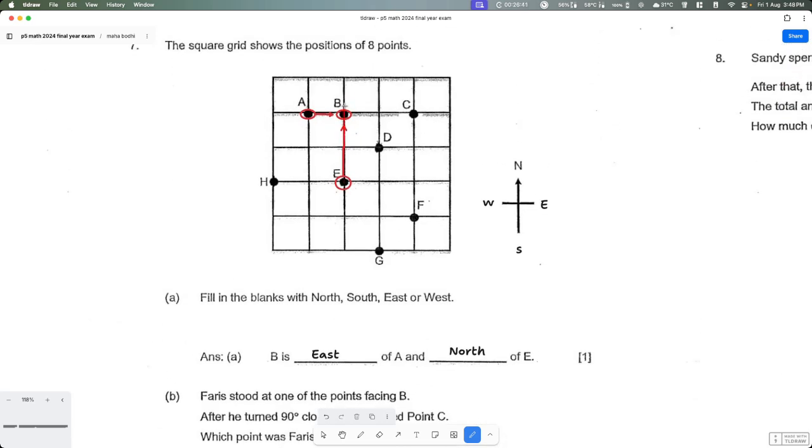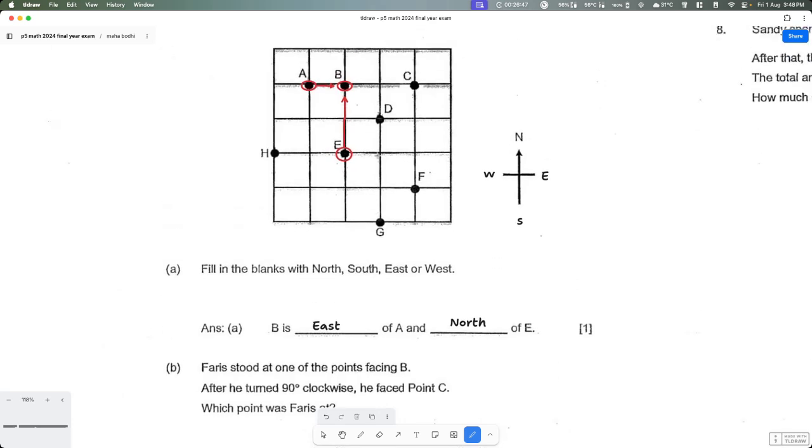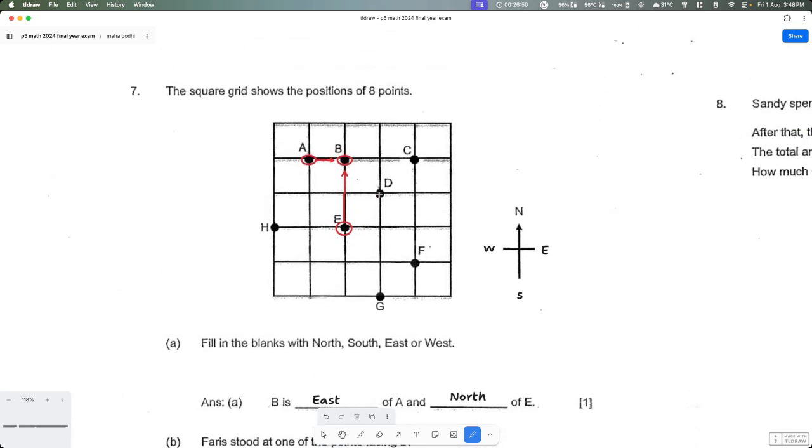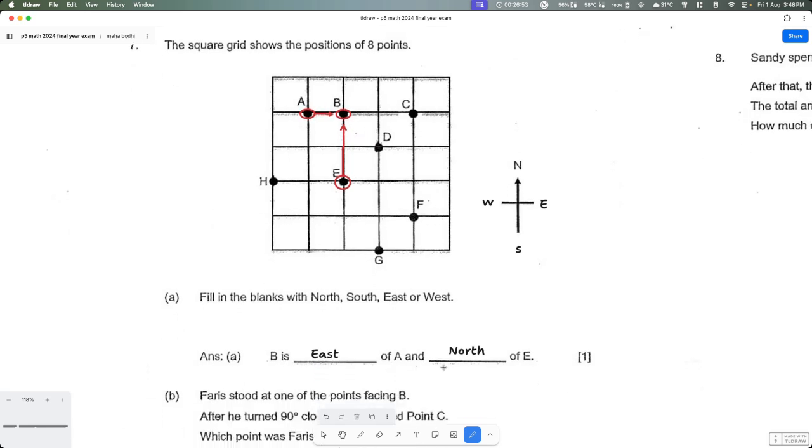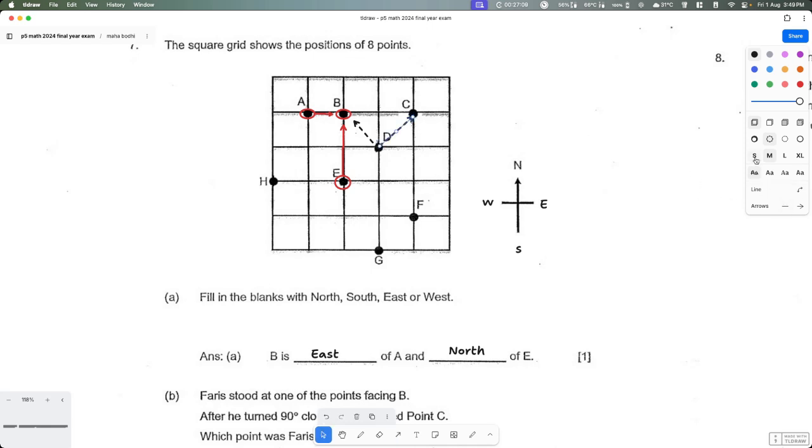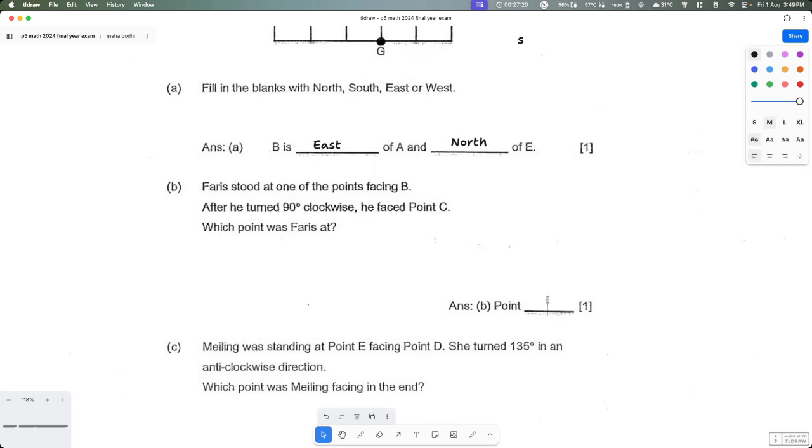So Faris stood facing B over here. In this case, I think I've shown the answer. So after he turned 90 degrees, he faced D. So if D is showing B, then he turned 90 degrees, like that, and then I have another arrow, and this will become full. So essentially, he basically turned this way, from B to C. So the answer to this is D.